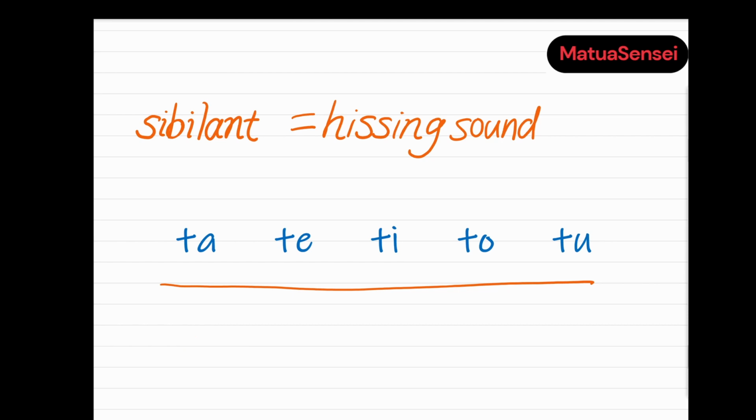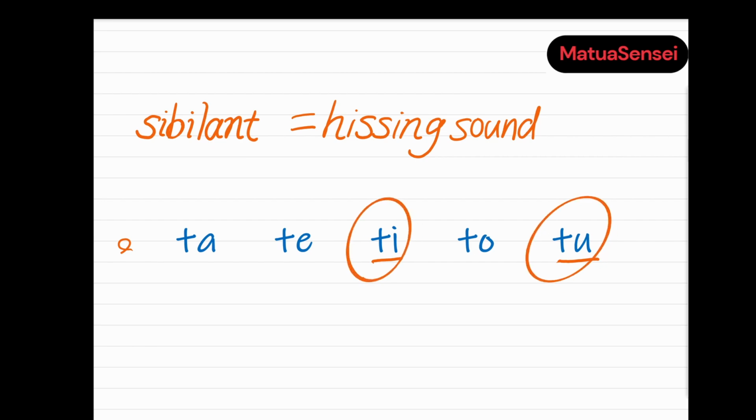Now, it is not all incorrect, because only these, ti and tu, are the only sounds you need to have their sibilant sounds. Rest, you do not. So, if I repeat this again, it will sound like this. Ta, te, ti, to, tu. So, only ti and tu need the sibilant sounds. Rest do not.